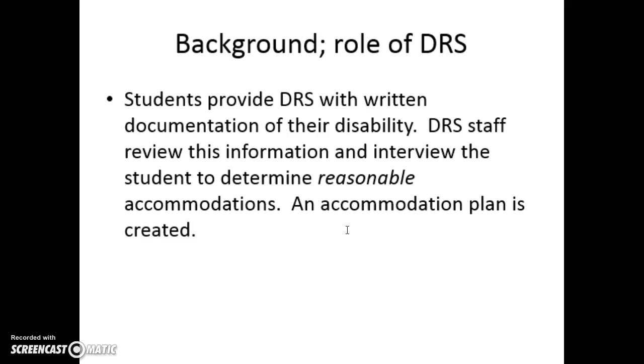So what happens is a student meets with us, they provide us with written documentation of their disabilities. They're the one driving this process. We as DRS staff review this information, and we interview the student, and we are the ones that determine what are reasonable accommodations. And then we create an accommodation plan. This accommodation plan they must show you and discuss with you to be able to get those accommodations.